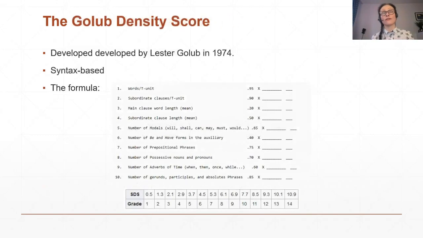But we also have different formulas. Here I'll show you a syntax-based one. As you can see, it requires in-depth grammatical knowledge to be able to calculate it. So you take a sample of several hundred words from the text, and the number of words in the sample is counted. And also you count the number of T-units. And what is a T-unit? It's defined as an independent clause or any dependent clauses attached to it.